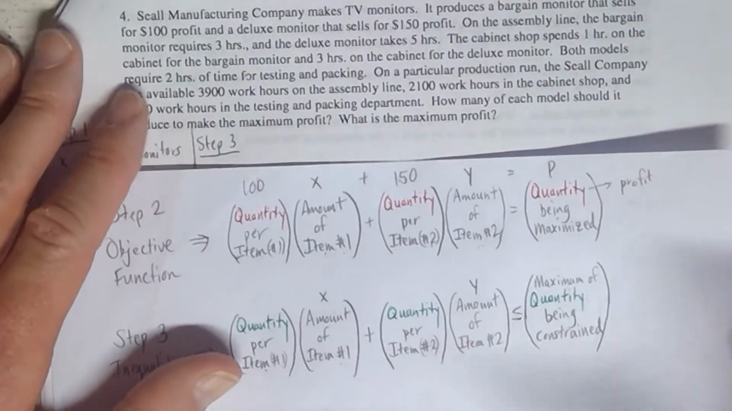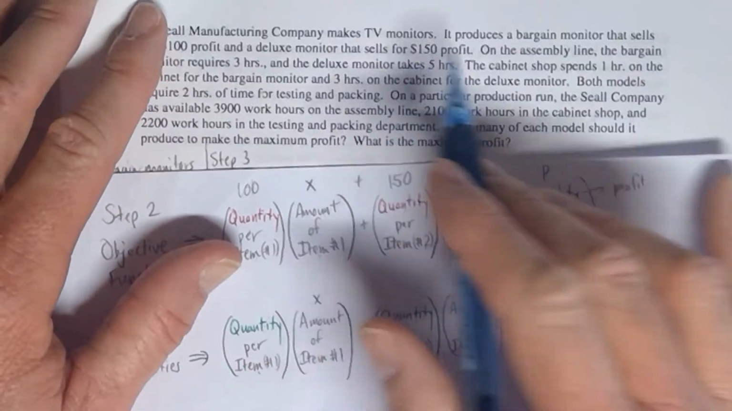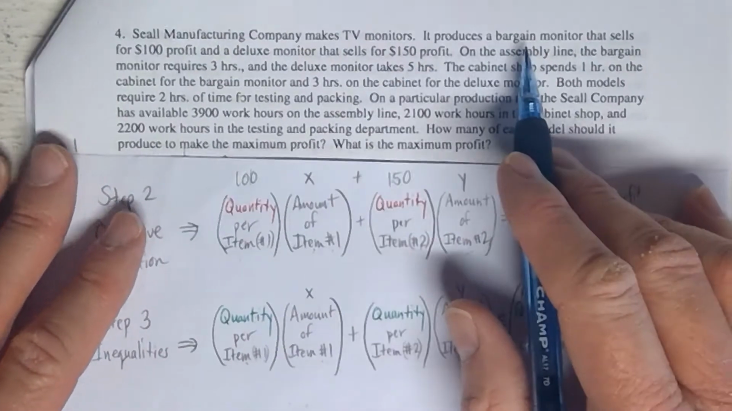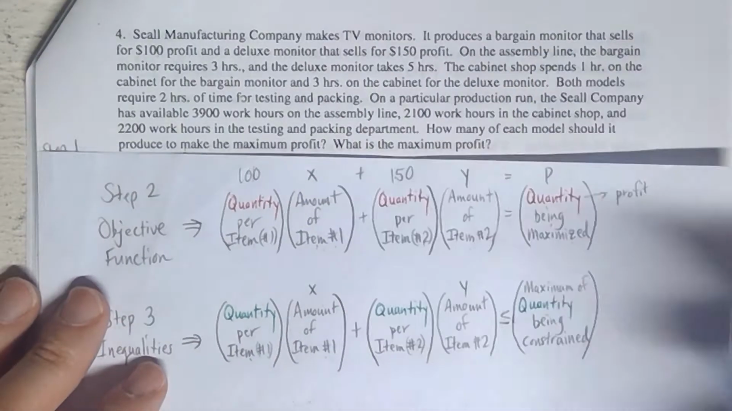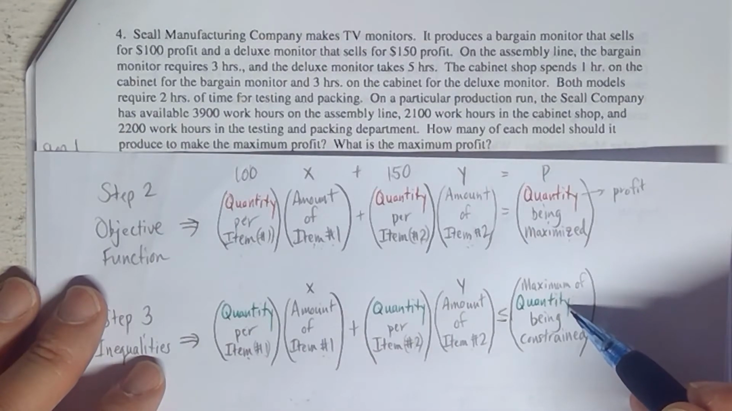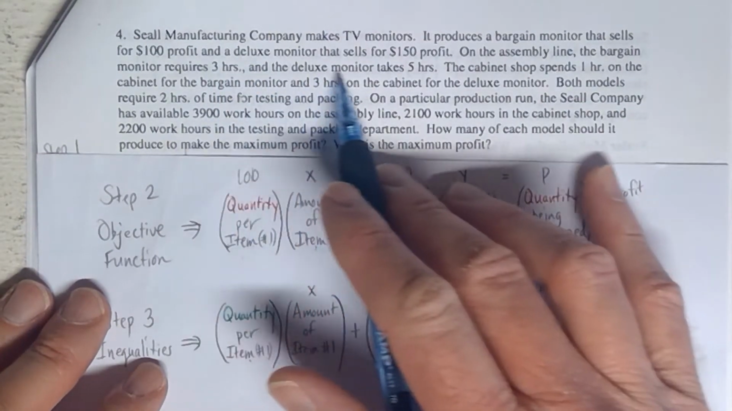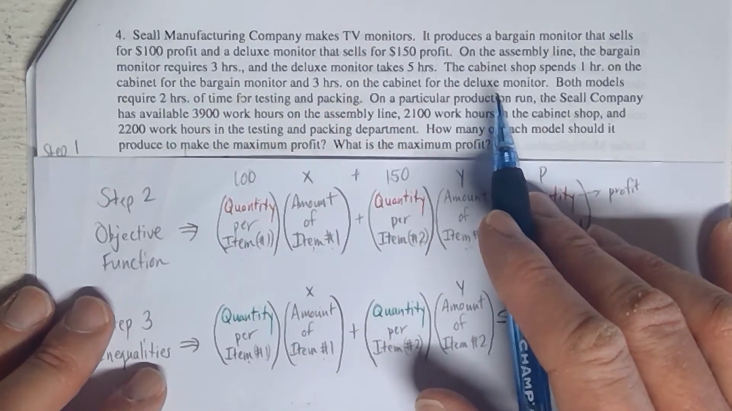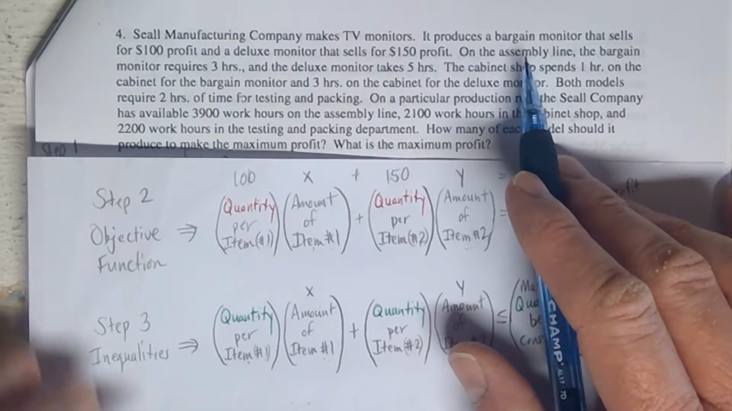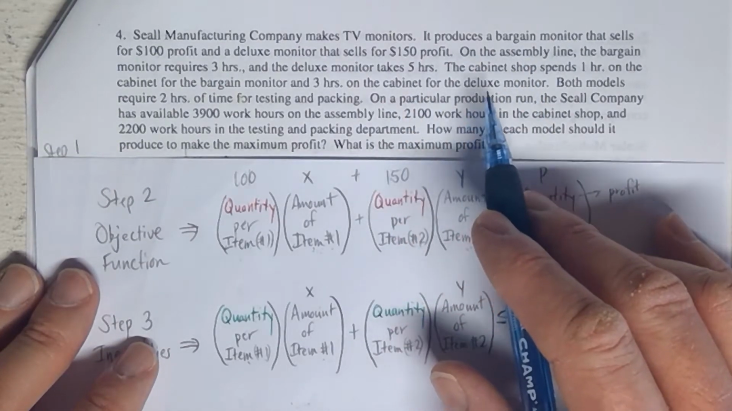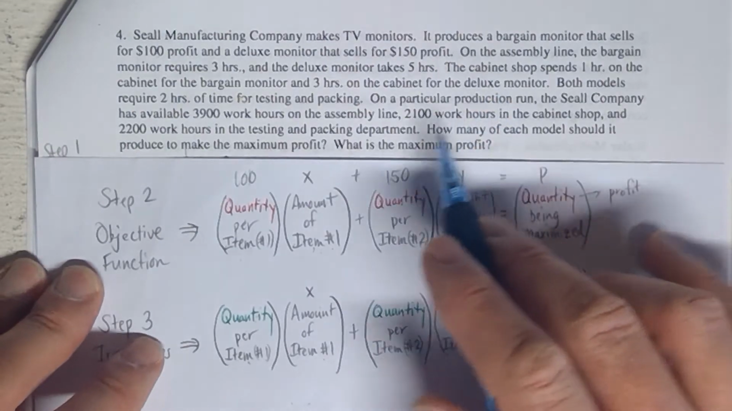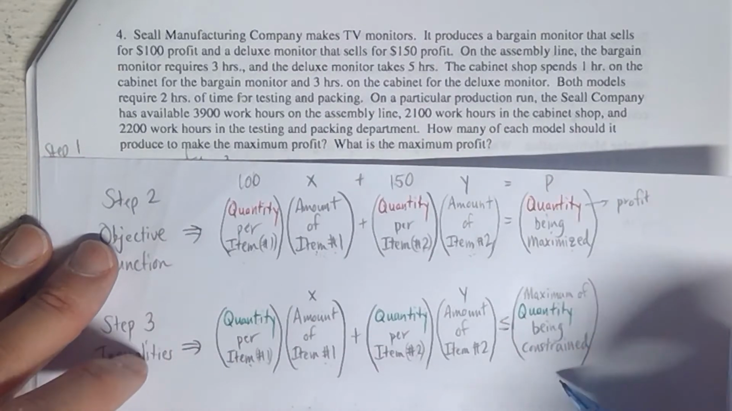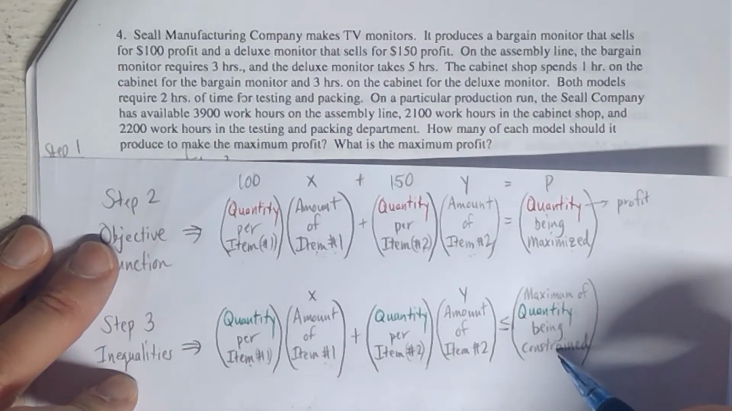So notice that $100 and $150, again, that is a description of the bargain and deluxe monitors. It tells you how much profit you make off of each one. So that can't be one of these green things. All these things about the hours, they all describe the monitors as well. It tells you how long it takes to do each monitor in each of the 3 different departments: the assembly department, the cabinet department, the testing and packing department. So those numbers can't be one of these numbers on the right-hand side in step 3 here.